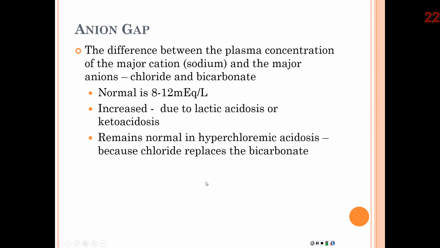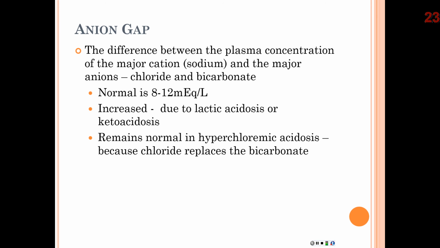So the normal level, and you don't have to have this value memorized, but you need to recognize that this test is done to look at the normal values, 8 to 12 milliequivalents per liter. If you run the test and you see an increase in the anion gap, this is due to lactic acidosis or ketoacidosis. So this is an indicator that your patient is in an acidotic state.